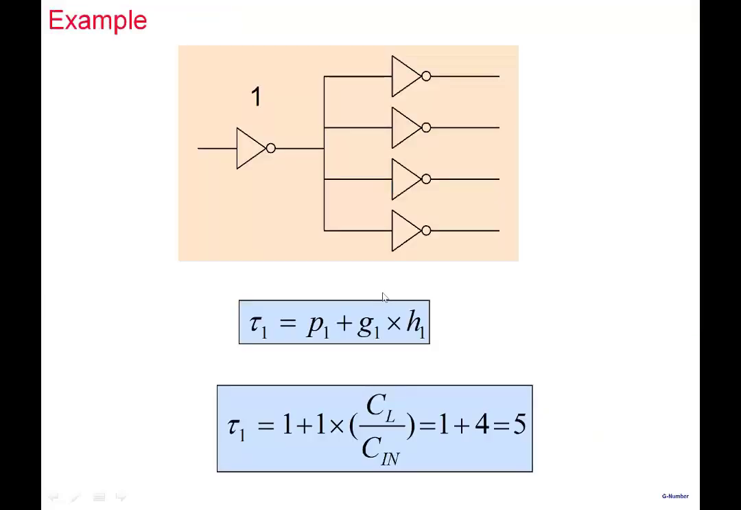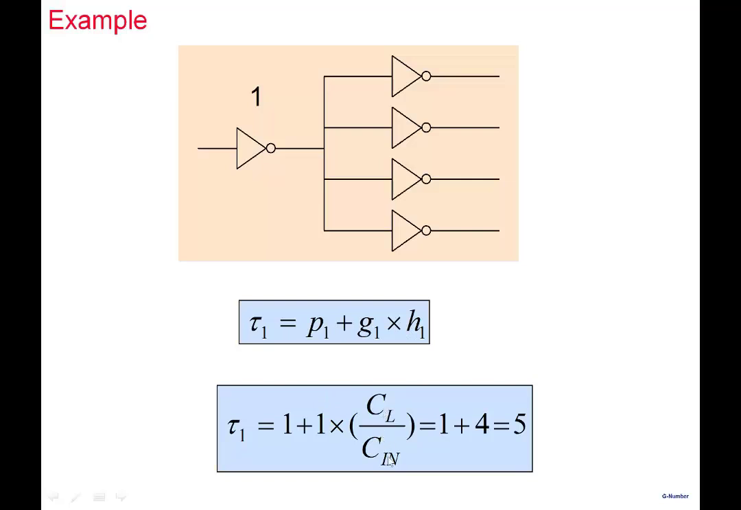Now, is this example clear? How do we calculate the delay under this situation? Can we apply this model? The normalized delay, tau equal to P plus G into H. So if I want to calculate the delay of this particular inverter number 1, its normalized delay tau 1 would be its parasitic delay P1 plus its logical effort multiplied by electrical effort H1. What is the logical effort of an inverter? Basically 1. What is the parasitic delay of an inverter? Also 1, because it's all normalized by the delay of an inverter. So it's 1 plus 1.